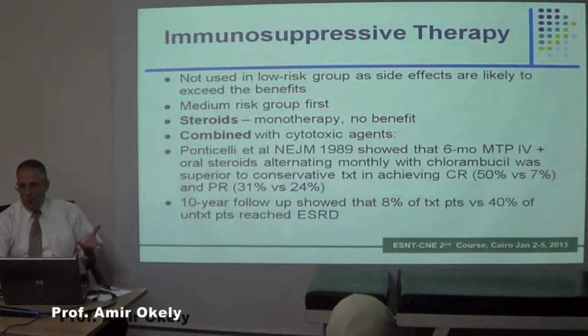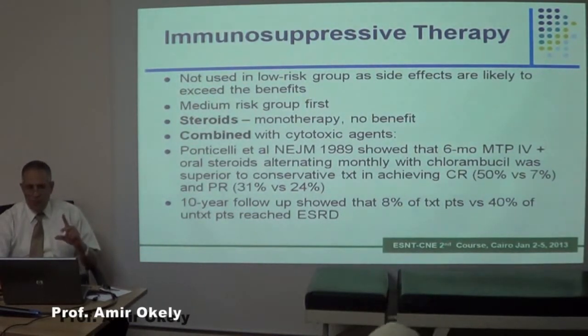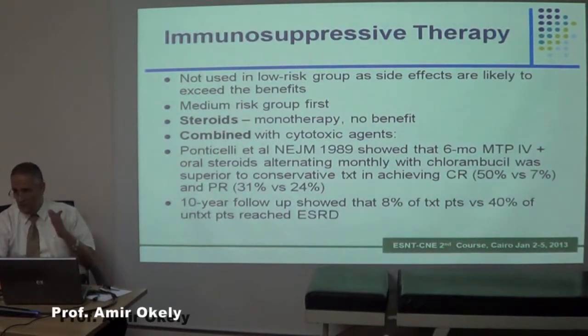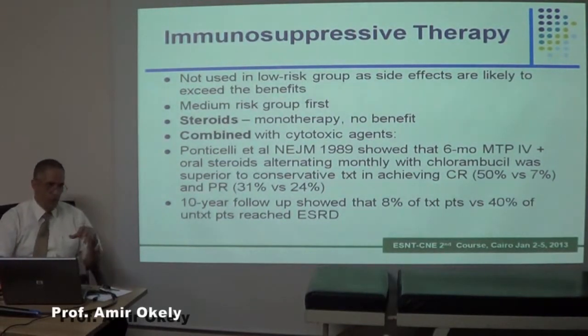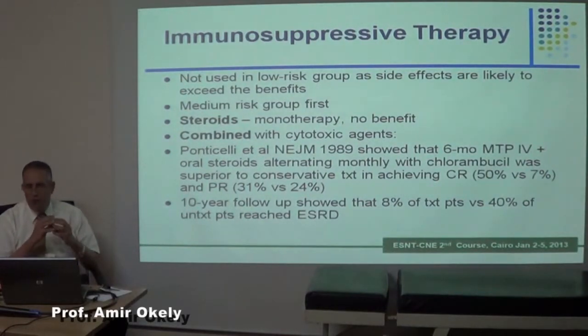What about the use of immunosuppressive medication in membranous nephropathy? First of all, it is not used in the low risk group, as side effects are likely to exceed the benefit. This is the first point. Medium risk group first. Steroid monotherapy: there is no benefit in using steroid alone in membranous nephropathy if we compare it to minimal change disease, as Dr. Eman told us in the previous lecture. Steroid alone is not effective in membranous nephropathy. So we usually start with a combination with a cytotoxic agent.